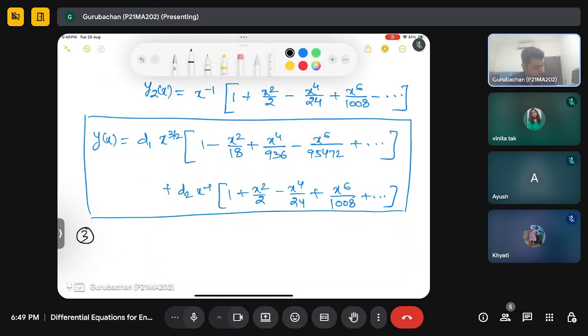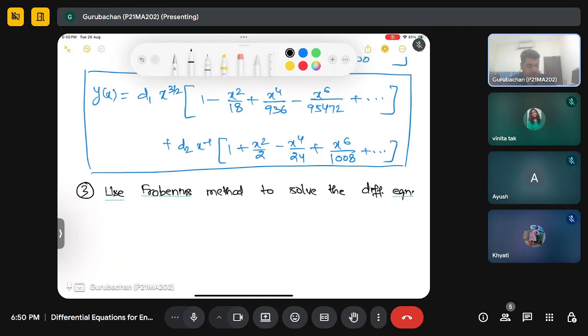Question number 3. Use Frobenius method to solve the differential equation. Let me write the question. Let me write the differential equation.